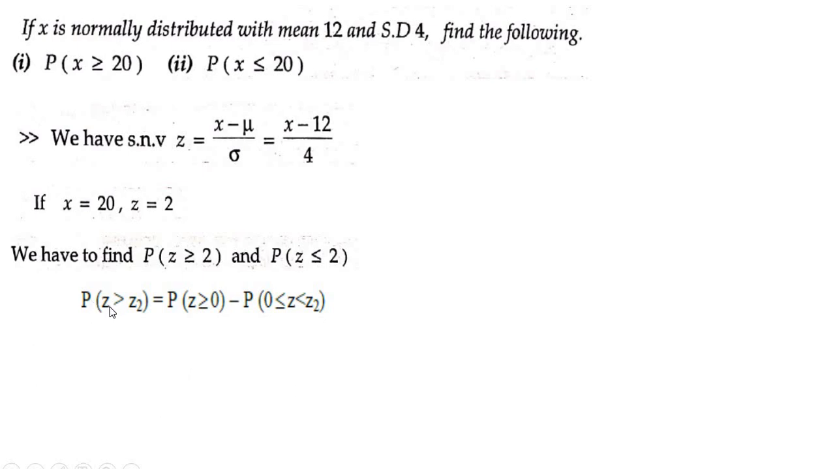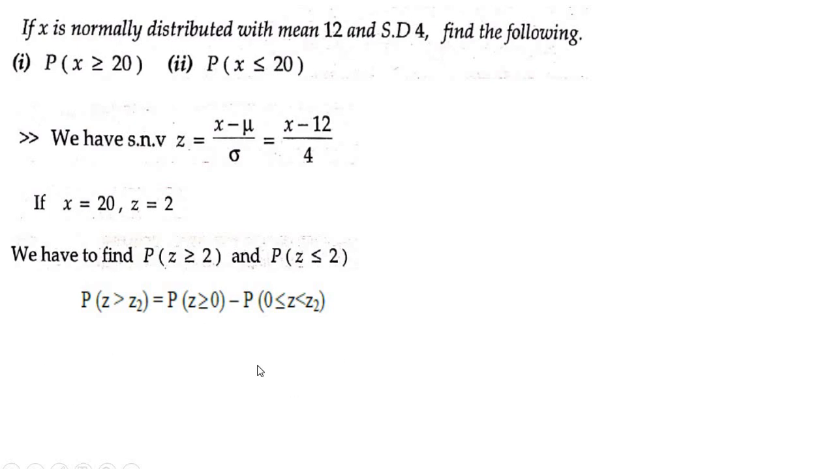If we have P of Z greater than Z2, then that is equal to P of Z greater than or equal to 0 minus P of Z greater than or equal to 0 less than Z2. So now what you have here is P of Z greater than or equal to 2. So how do you write it? In the place of Z2 you have 2.